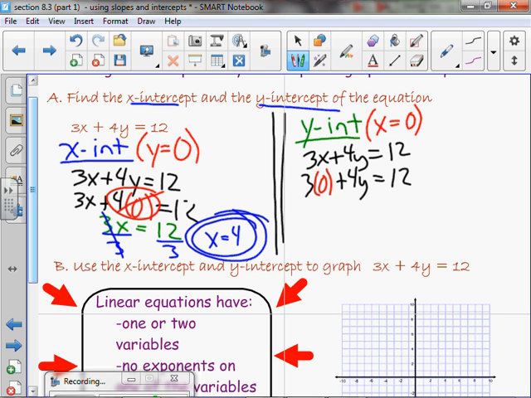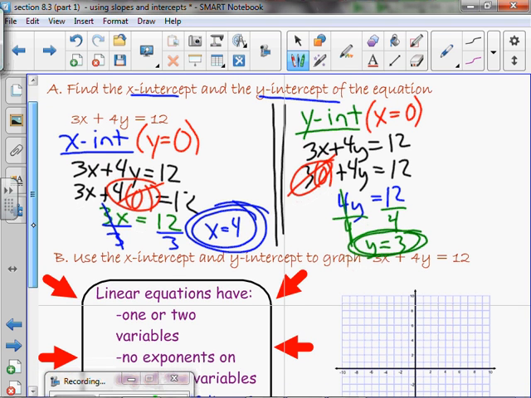Well, look what happens here. 3 times 0 is just 0, so I can cross this out. And look what I have now. I have 4y equals 12. Then to solve for y, I just divide by 4, and I get that y equals 12 divided by 4, which is 3. My y-intercept, rather, is 3. So the y-intercept is 3. And I have found my x and my y-intercepts.